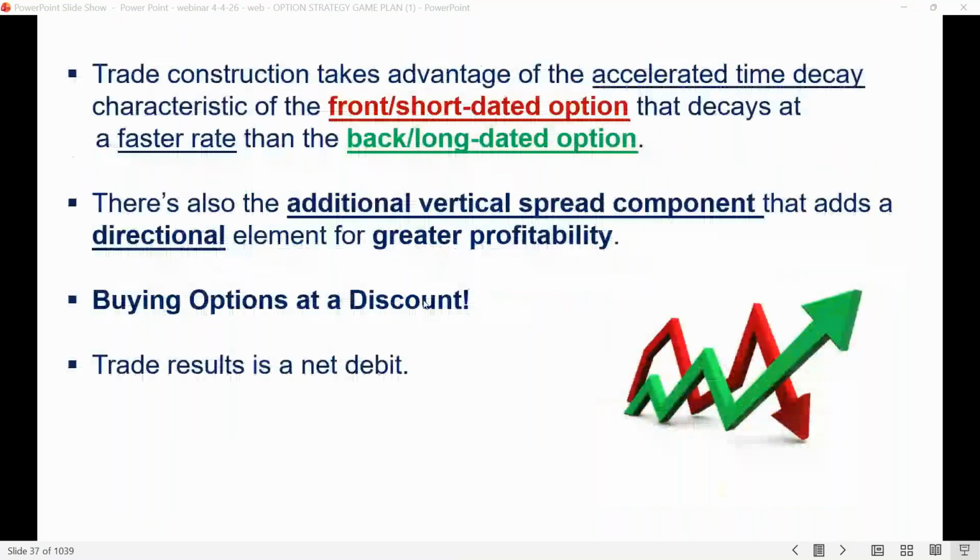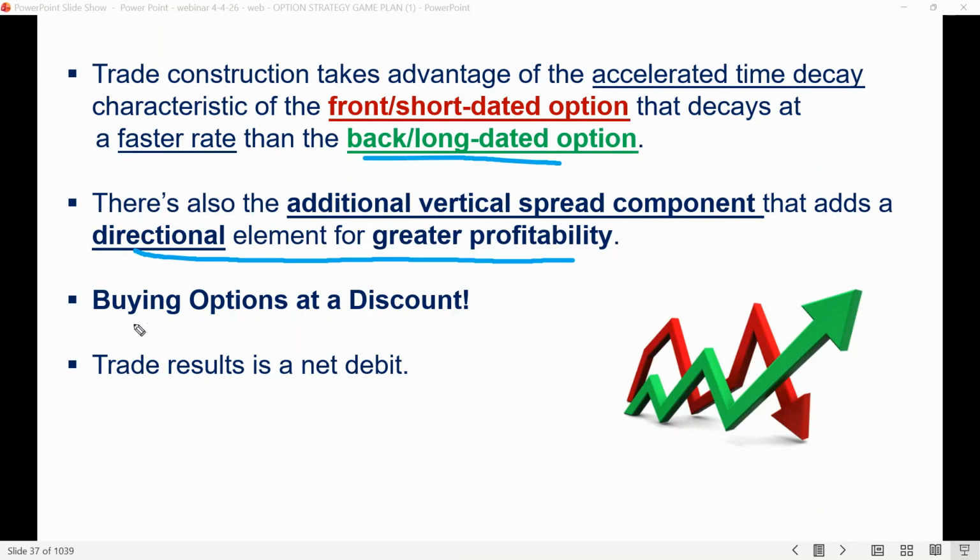We do a lot of these. So the trade construction again takes advantage of that accelerated time decay characteristic from the short dated option that decays faster than the back long dated option. There's then that additional credit spread, vertical spread component. That is what gives you the big potential profit on the spread, and that's why it's called the diagonal.